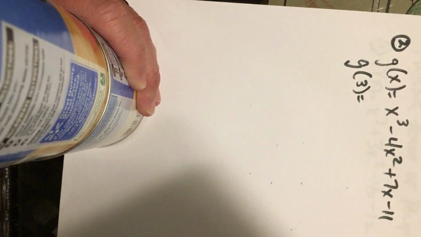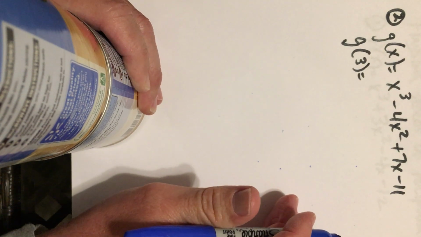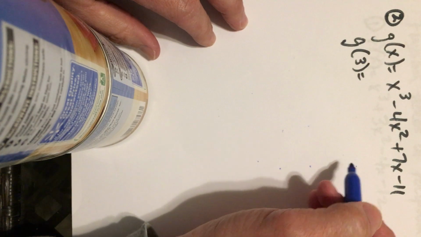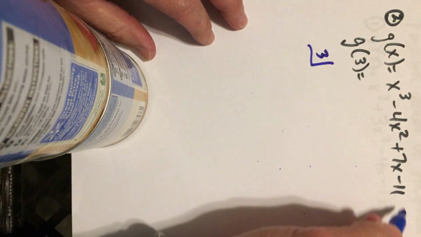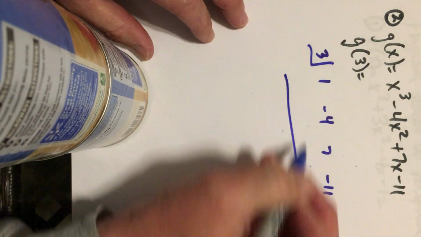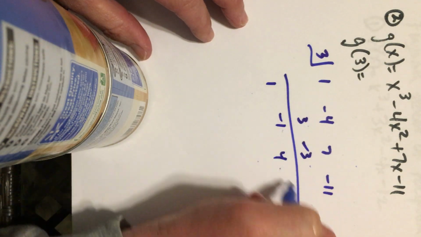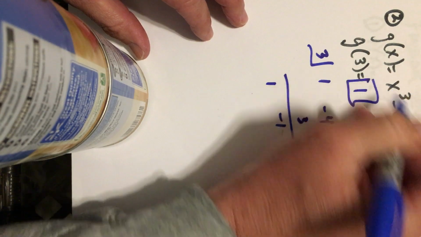So here's the next problem. The directions will say use the remainder theorem to find what g of 3 is. You're going to put 3 in the box, and instead of plugging 3 in, we're just going to do synthetic division using that. So drop the 1 and go. That's 3, -1, -3, 4, 12, 1. g of 3 is 1.